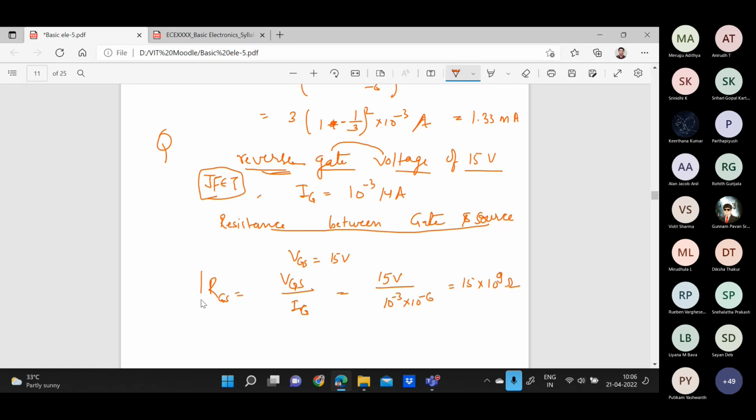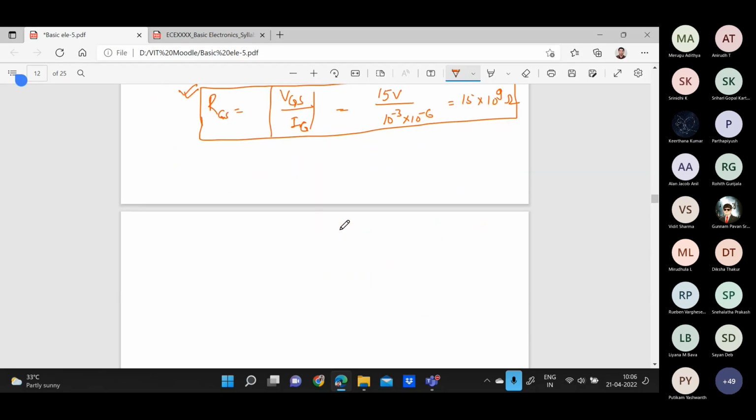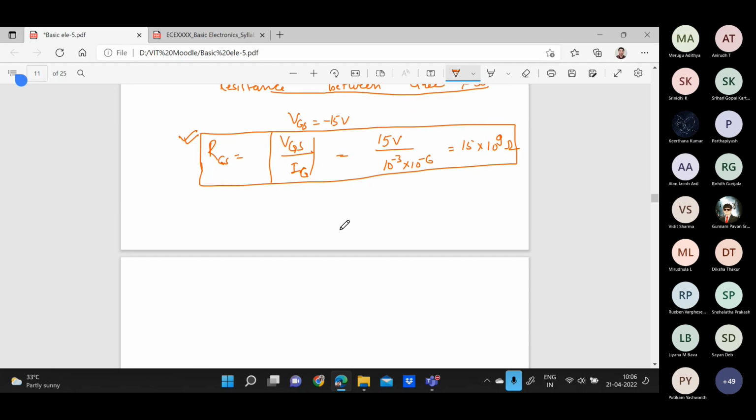The resistance cannot be negative. Okay, resistance cannot be negative, it will always be positive. You can say mod of it, you can find out, right? Mod of it. So you will get this value. Resistance cannot be negative. The direction of current will be there, the voltage can be negative, but the resistance will always be positive.